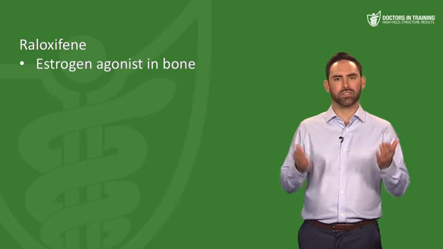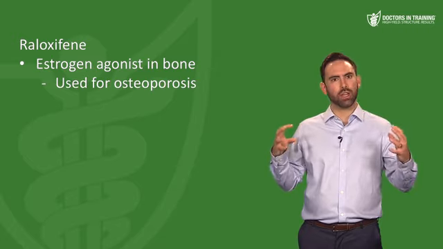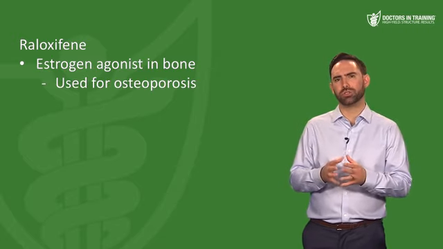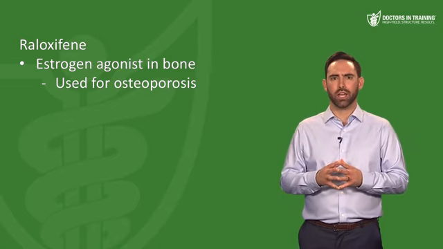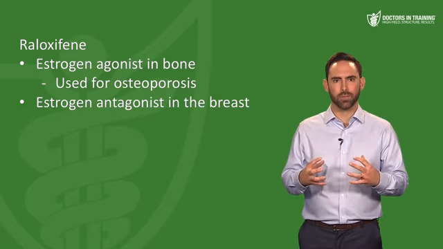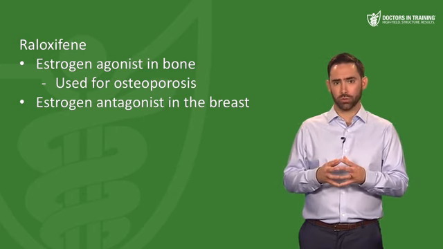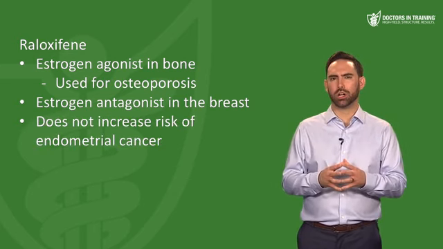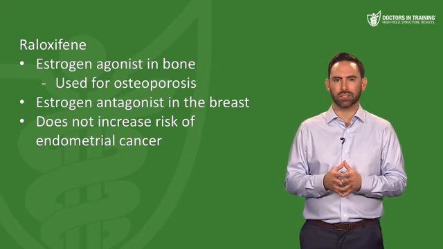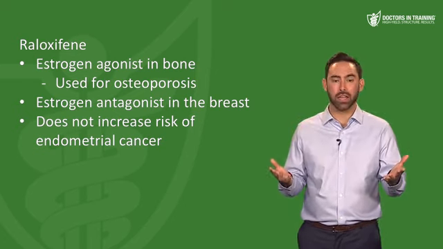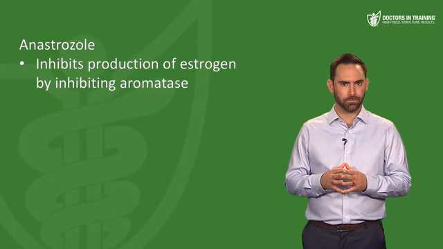Raloxifene is another SERM, and it has a unique profile. It's an estrogen agonist in bone, and it's primarily used for osteoporosis. It reduces bone resorption, so it helps with osteoporosis. And it's also an antagonist in the breast, so it can sometimes help with breast cancer as well. But it doesn't cause an increased risk of endometrial cancer like tamoxifen does because it's not an estrogen receptor agonist in the uterus. And then another category of medicines would be the aromatase inhibitors like anastrozole.